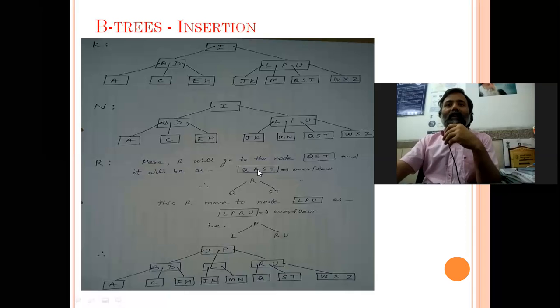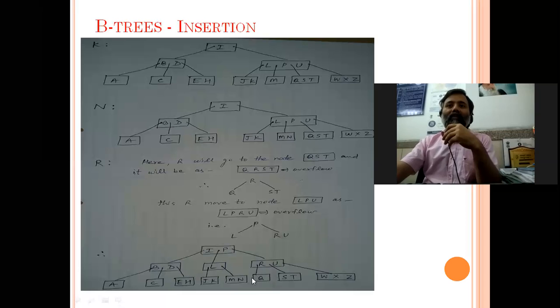Then it will be split. R will move upward, Q as its left child, ST its right child, and then when R moves upward, it will become LPRU. Then it will be split again. Then P will move upward. So P moved upward here, I. Then you can see P is here. Its left one will be L, and its right one will be RU. And this JK is left of L, MN is right of L, and RU is the right of P.